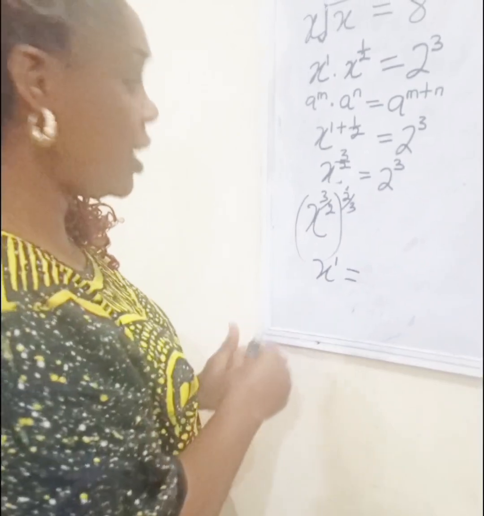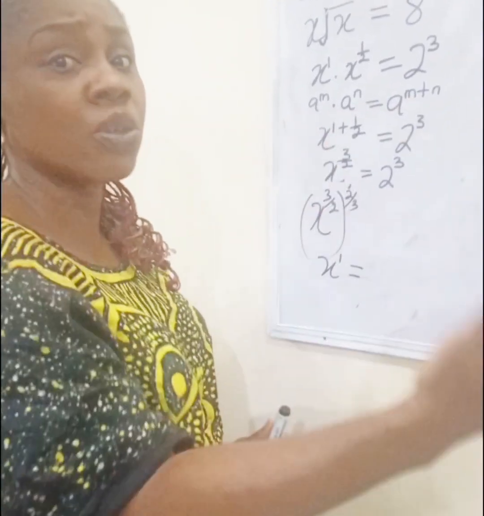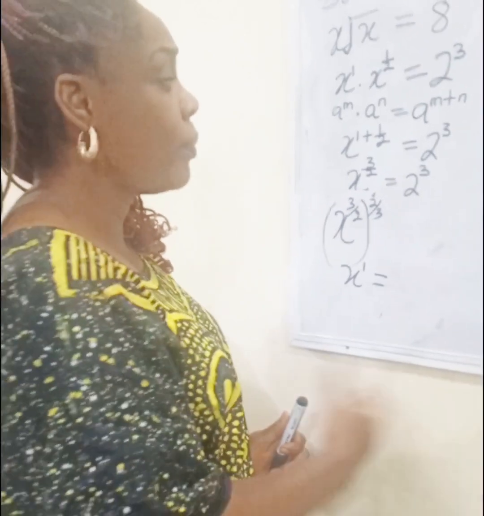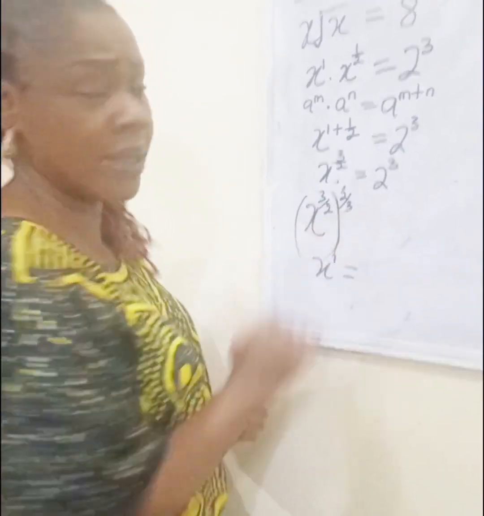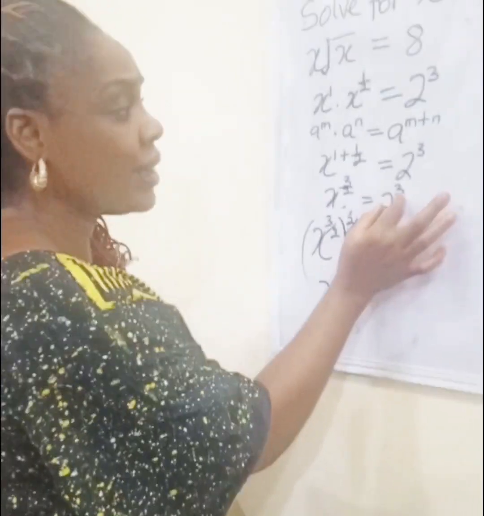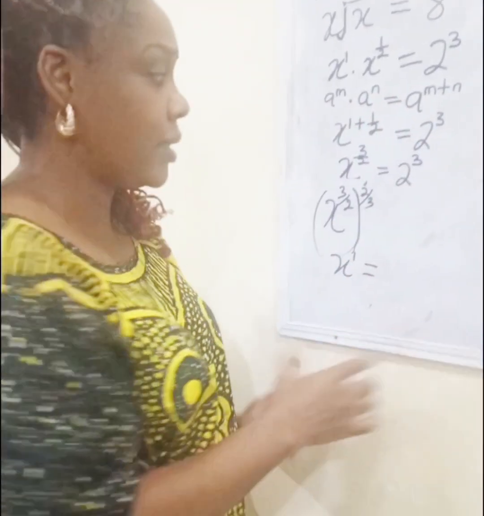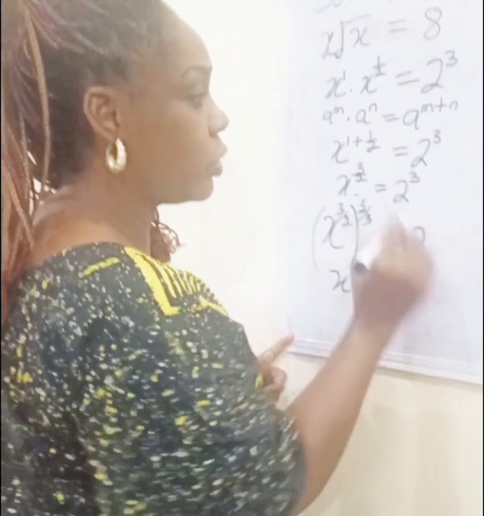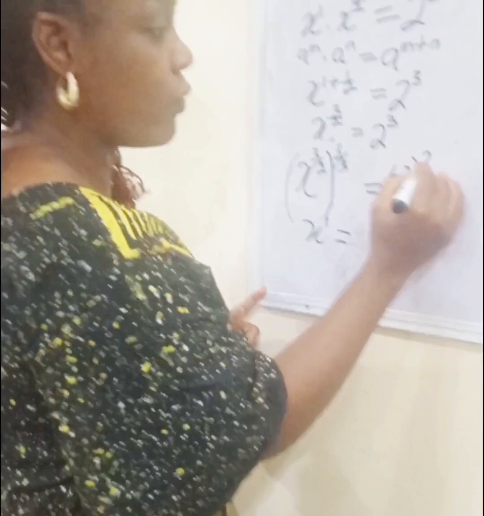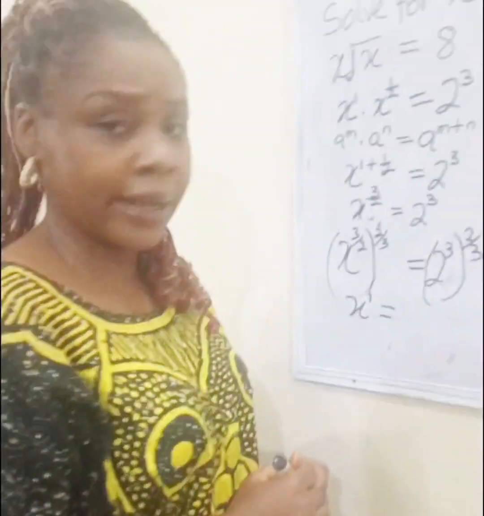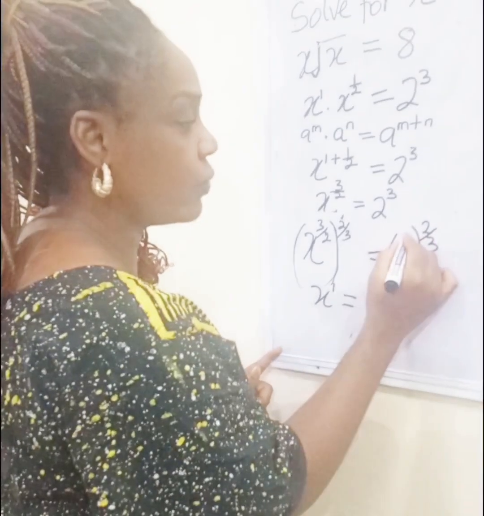And anything you're doing in maths, anything you're doing on the left hand side, always apply it to the right hand side. Remember, we added a power of 2 over 3 here. So we are going to add that power of 2 over 3 also at the right hand side. So this is now 2 raised to the power of 3, all raised to the power of 2 over 3.